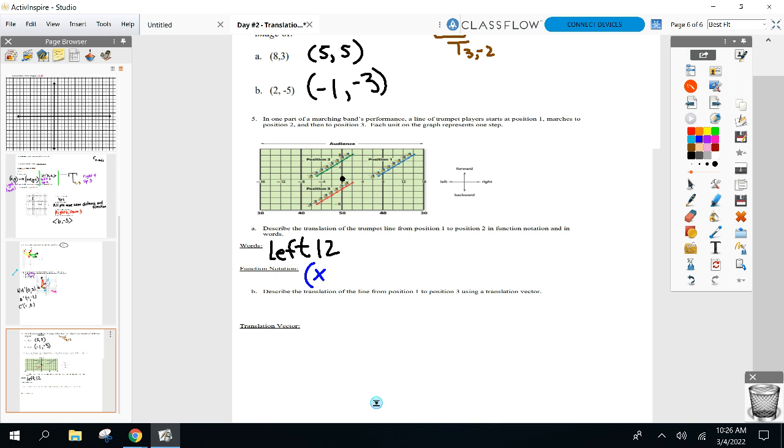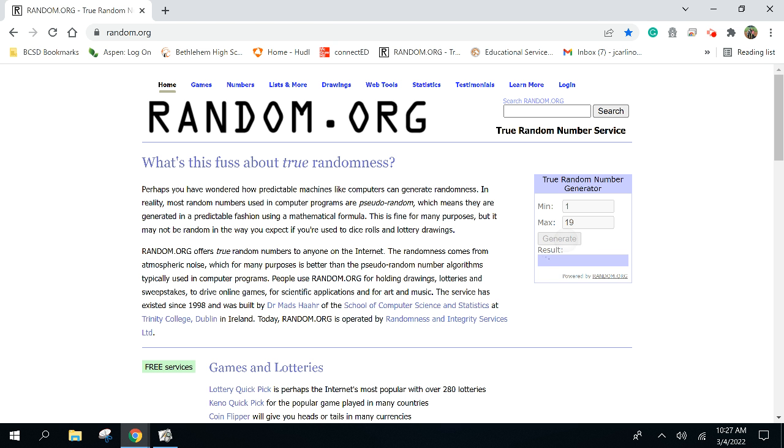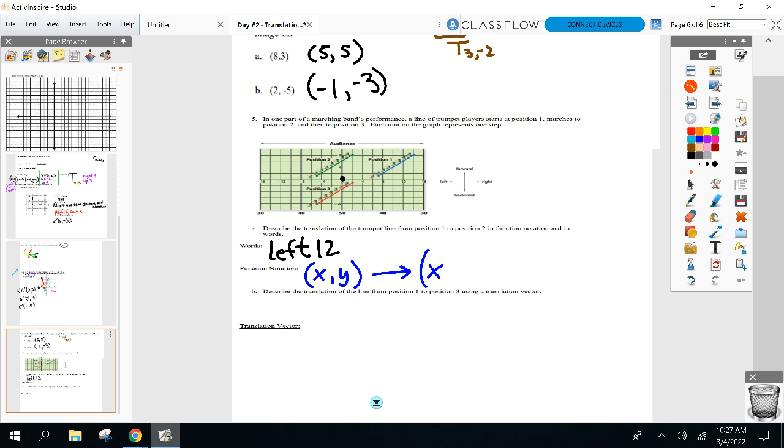So I always start out with x, y, then my arrow. Now you tell me what to do with x and y. What should I be putting with the x if I'm going left 12? Negative 12. Minus 12. Good. Comma. Am I doing anything to the y? Okay, so you can just leave it y. If you really want to feel warm inside, sure, put minus 0 or plus 0. Same thing. But there it is in function notation, left 12.